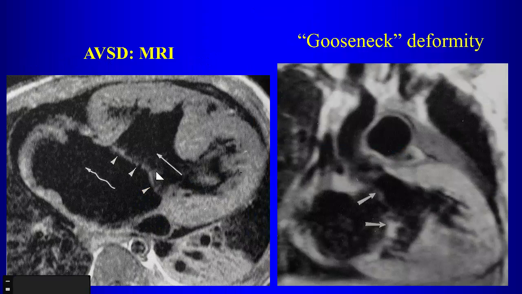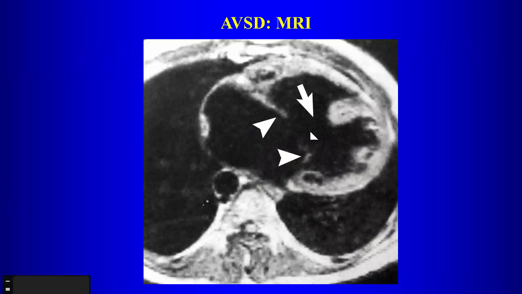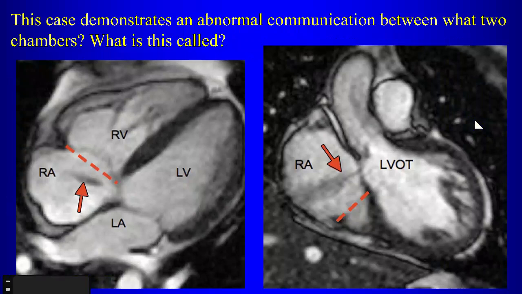You have that one common bridging valve going all the way across, okay? Or a big hole right in the center where all four chambers communicate. That's also a complete endocardial cushion defect. There's an illustration of the gooseneck deformity there. Here's another nice example of a complete endocardial cushion defect, one common bridging valve. In this case, there's a giant hole right in the center of the heart, allowing communication of all four chambers. Another bit of trivia, this case demonstrates an abnormal communication between what two chambers?